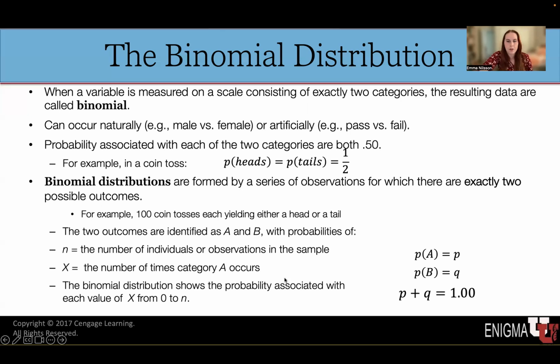Okay, let's move on here. A lot of times the probability of A is also identified as P, and the probability of B, or the second outcome, is identified as Q. So the probability of A and the probability of B together have to equal 1.